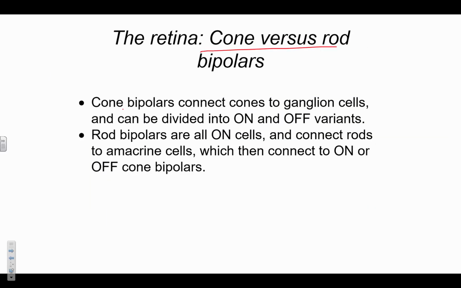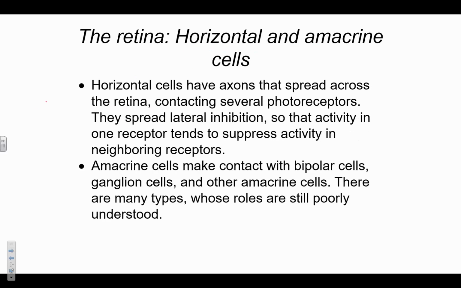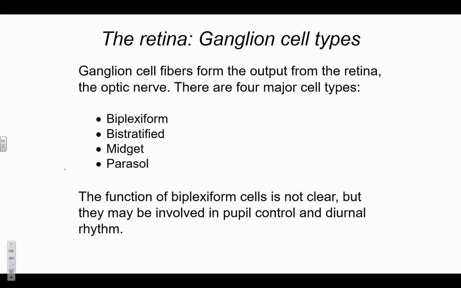All right, so cones, what do we need to know? We already talked about on and off cone. Hey, horizontal cells, great job asking about that before the slide came up, that's great. Amacrine cells do something similar. They're just between bipolars and ganglion cells.